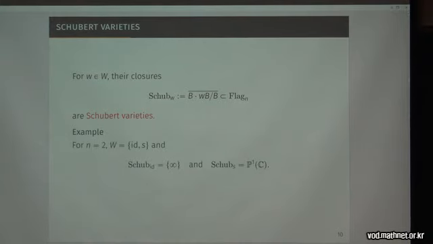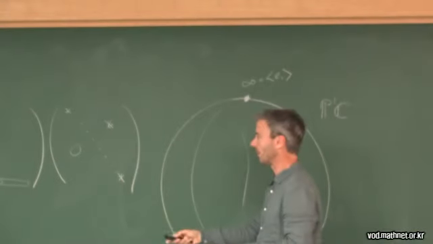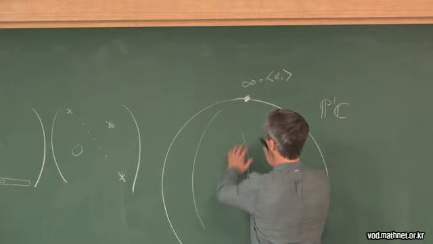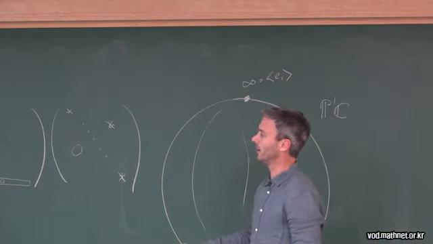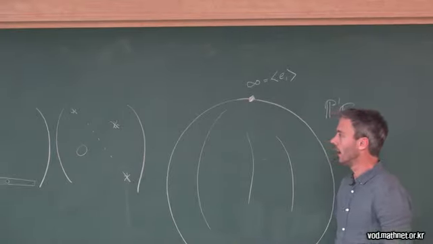So in this example, this point is already closed, and so when I close it up, I get itself. And so this is an example of a Schubert variety. Whereas if I take the open bit and close it up, of course I get P1 of C. So these are my two Schubert varieties in this case.